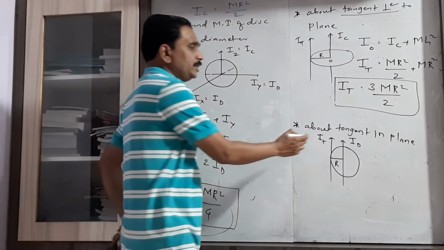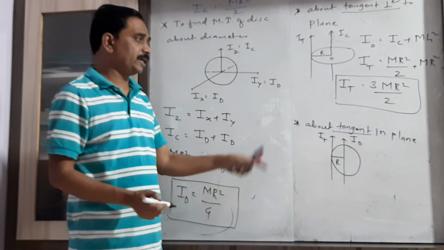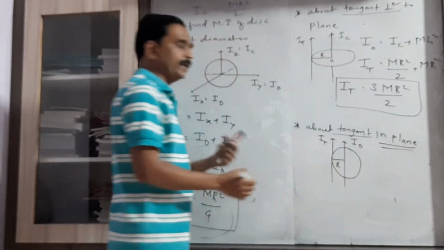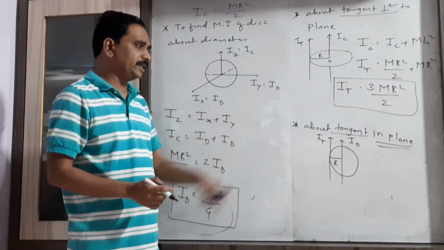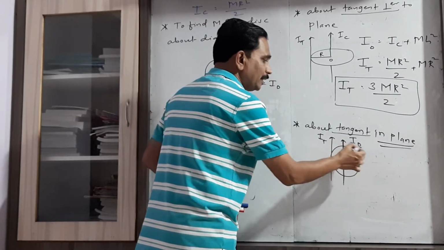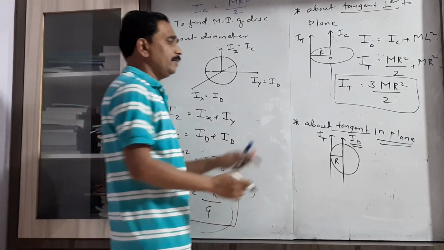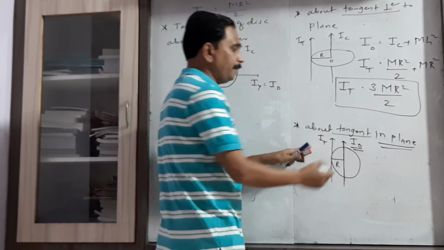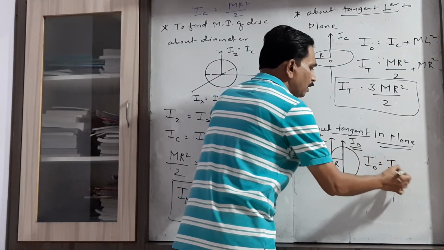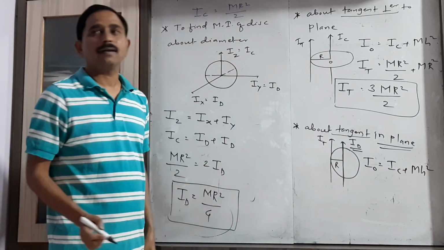Now you have to consider the moment of inertia of a disk about tangent but in the plane. When we have to find the moment of inertia of any object about a tangent in the plane, the center axis is considered as the one passing through its diameter. Now again use which theorem? That is the parallel axis theorem. That is Io equal to Ic plus mh square.